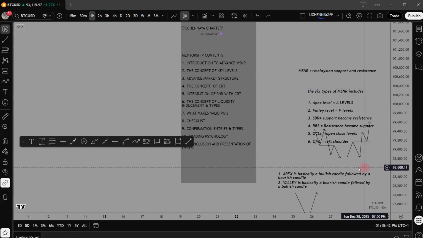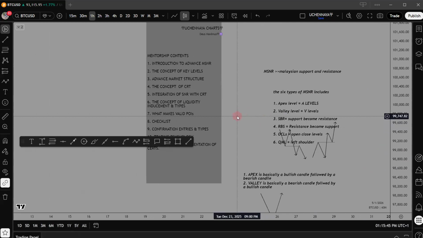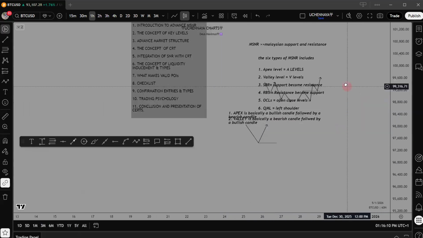Now, there are still other things we will have to look at, which is the concept of key levels. So we'll talk about key levels before we go into storyline. Key levels, what makes a valid key level, and fresh and unfresh key levels. Those are things we'll actually be talking about.